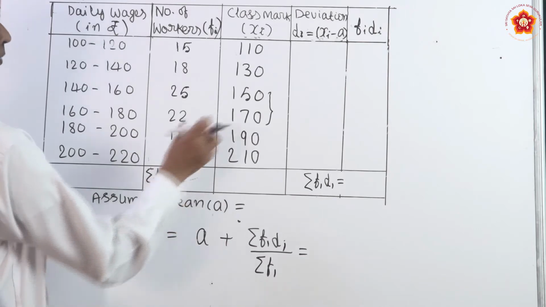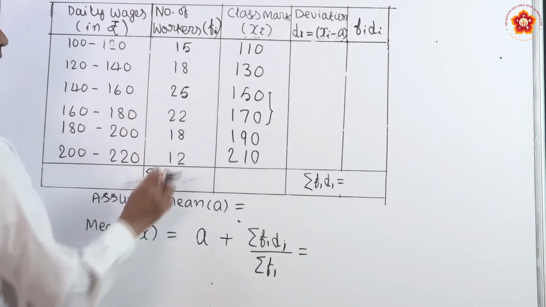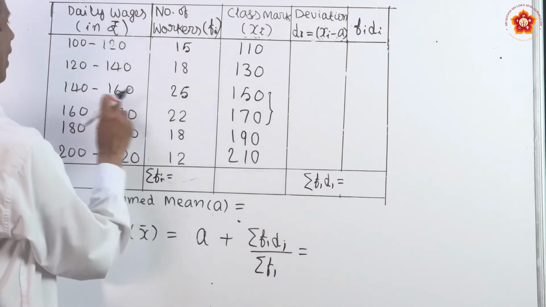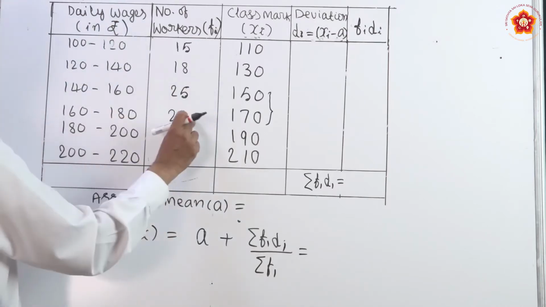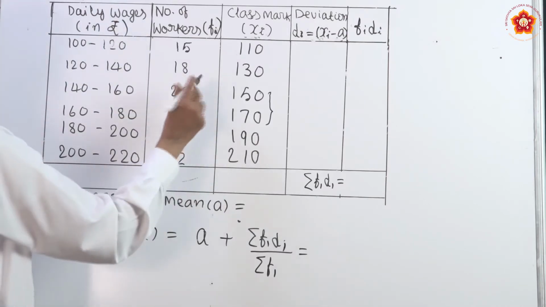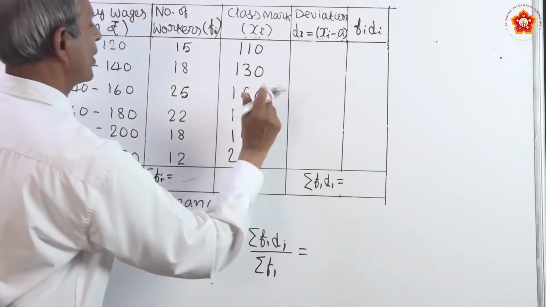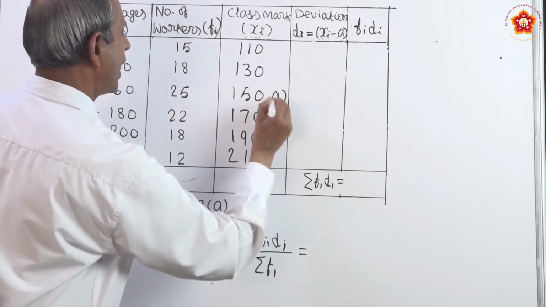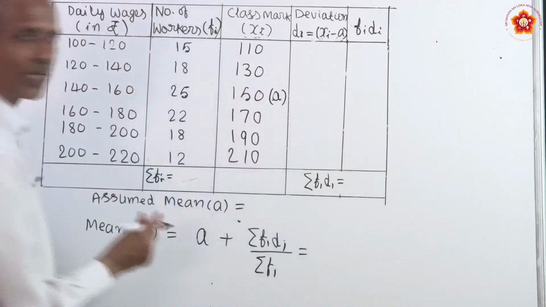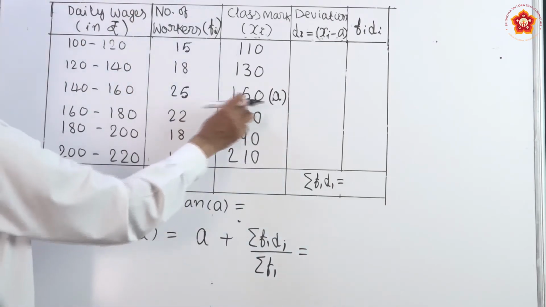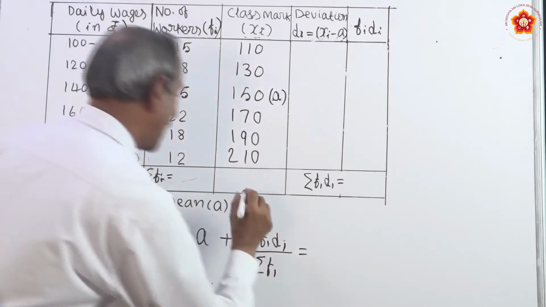The method is: whichever has the highest frequency, you select that as the assumed mean. Here, for 140 to 160 the frequency is 25, and for 160 to 180 the frequency is 22. Among these two, the highest frequency is 25. Therefore, you have to assume the mean as 150. Now, 150 is called the assumed mean. It is not the actual mean. We have assumed that 150 is the assumed mean. Now, let us write the assumed mean, a, value as 150.